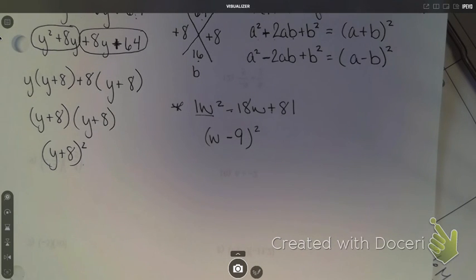Done. How far do you guys go today? 23? Okay, so today all you're doing is factoring. Tomorrow we're going to use your homework to do your notes. So you need to have your homework done.